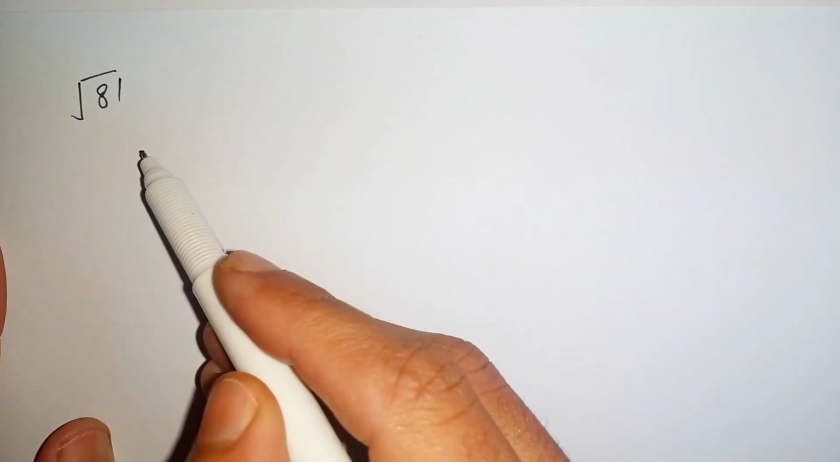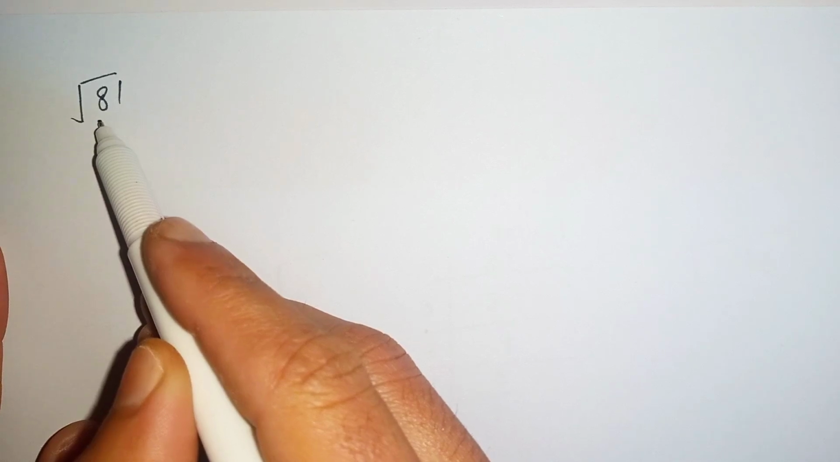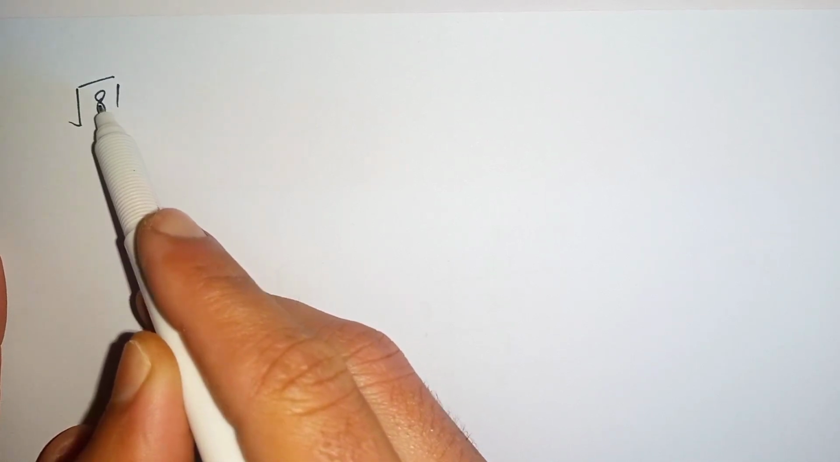Hi everyone, in this video I am going to show you how to find the square root of a number which is a perfect square, just like 81. So we will use prime factorization to find the square root of 81.